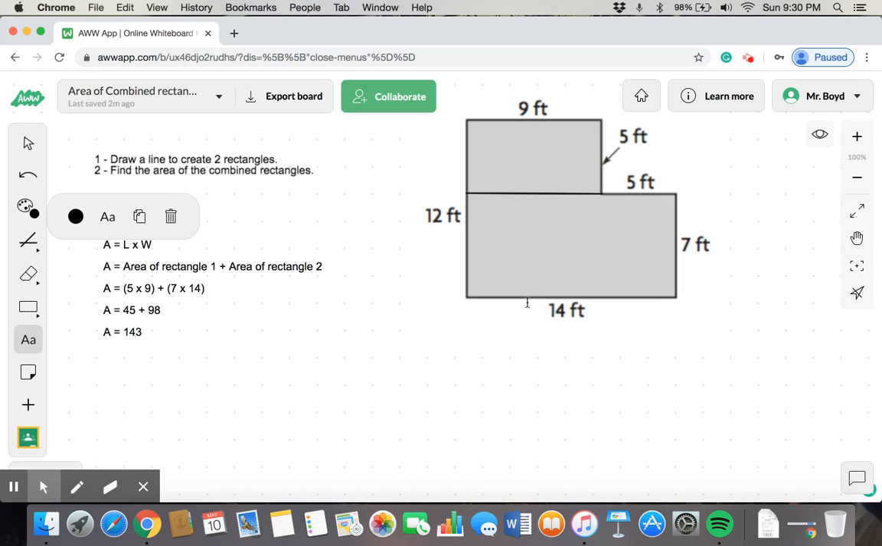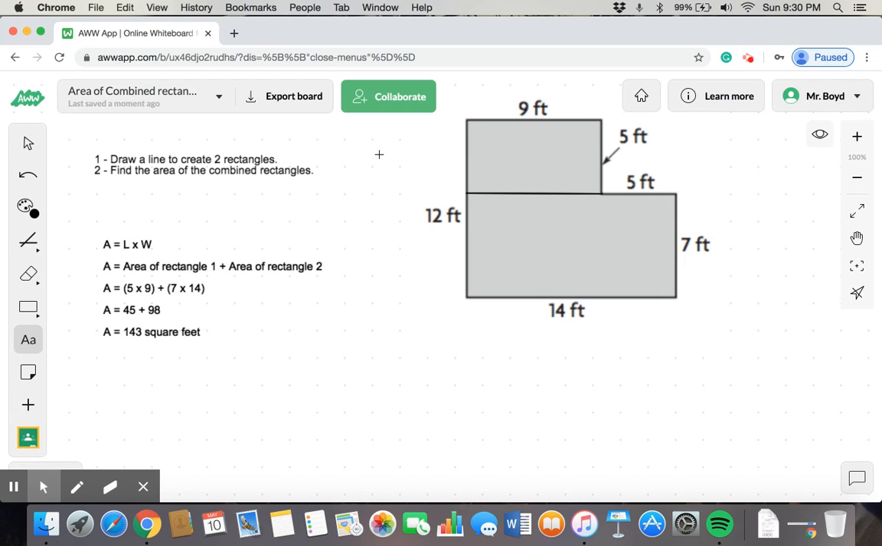143. But as we know, when I'm finding my area, I'm not just multiplying my length and my width. I'm actually multiplying 5 feet times 9 feet. So when you multiply units, feet times feet, you will get units squared. So it will actually be 143 square feet.